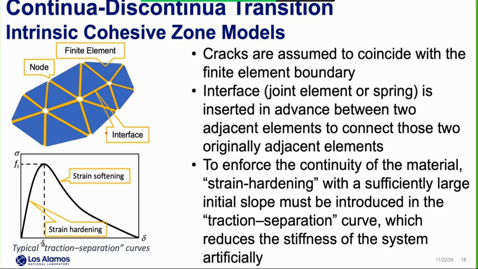As demonstrated in the top left picture, in this case, the interfaces are inserted into the system at the beginning of the simulation, and those interfaces are highlighted in yellow. To enforce the continuity of the material, strain hardening with a sufficiently large slope, unit slope, must be introduced. Basically, this is the first part of the traction separation curve. We call this portion the strain hardening. This strain hardening portion reduces the stiffness of the system artificially.